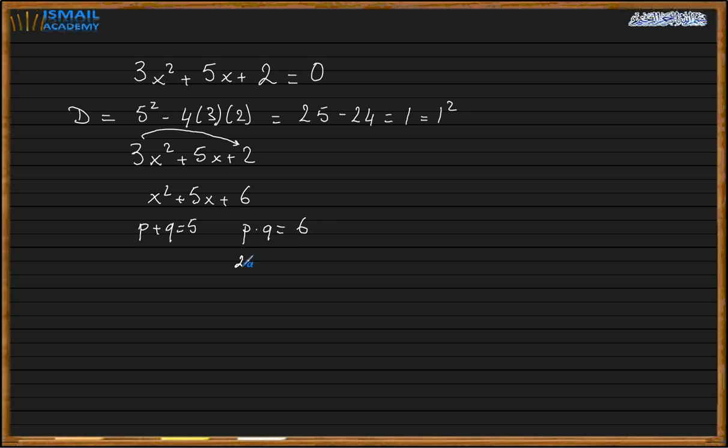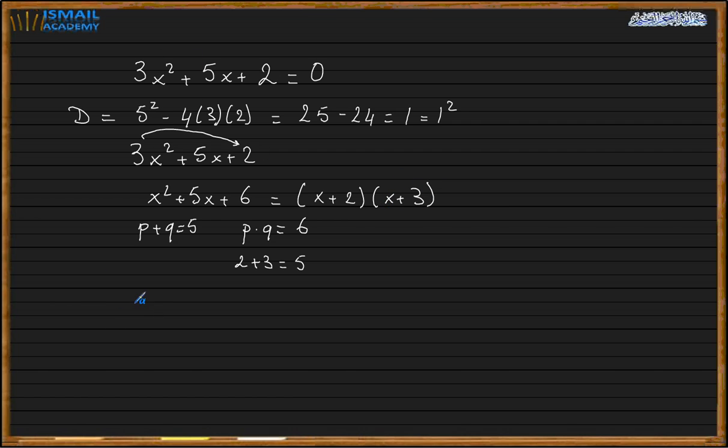So those numbers are 2 and 3. If I add those two, it will give me 5. So now I can factor this. So here it will be equal to (x + 2)(x + 3). But remember, we multiplied by 3, so I'm going to check which one is divisible by 3. So this one is divisible by 3.